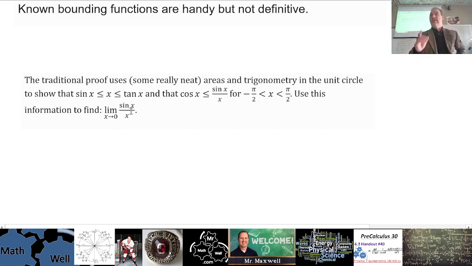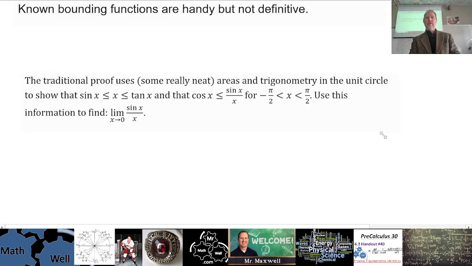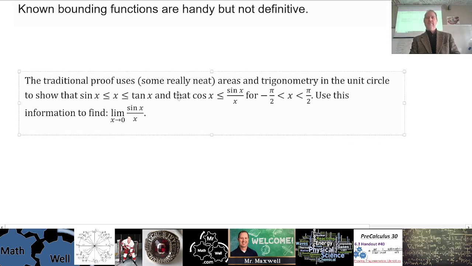All right, we're going to use the squeeze theorem and some given information here to show what this limit is. So the traditional proof uses some really neat areas in trigonometry and the unit circle to show that sine of x is less than x, which is less than tan of x, and cos of x is less than or equal to sine of x over x for any values between negative pi over 2 and positive pi over 2.